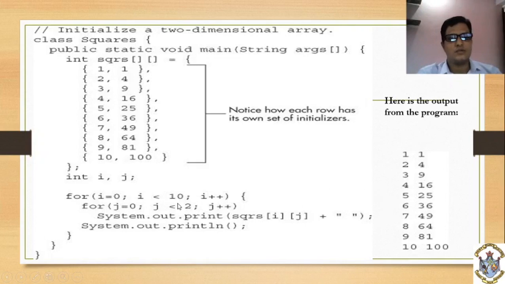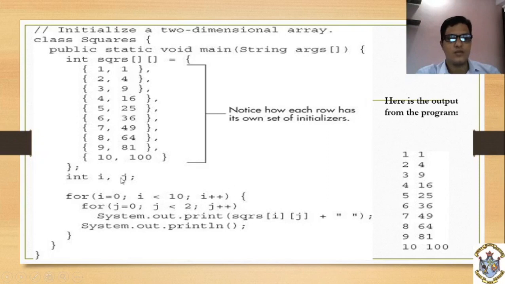Next it comes to the j incrementation, j becomes 1, 1 less than 2 condition true, 0, 1. In the 0, 1 location which value exists? 1. Okay, so afterwards it will give a blank space. Once again it comes to the j incrementation, j becomes 2, 2 less than 2 condition false. It escapes. Now the control goes to the System.out.println automatically, and it will come to the next line.